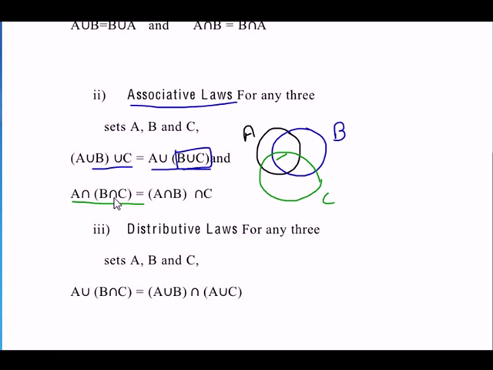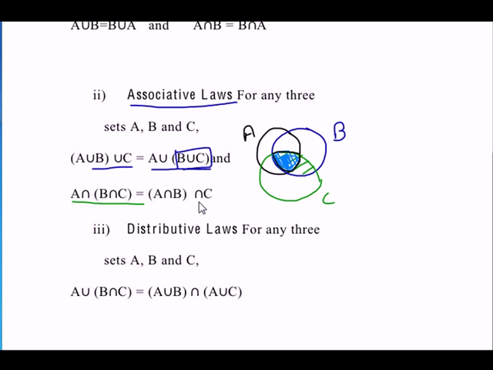So this is the area that represents B intersection C, and in this area we need to find what is common with A, which would represent the intersection of A and B intersection C. So essentially this is the area we're talking about. So the left hand side here, A intersection B intersection C, represents the shaded area, essentially this one.